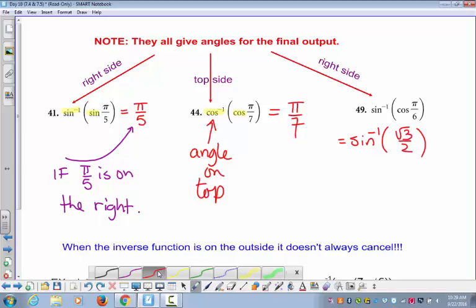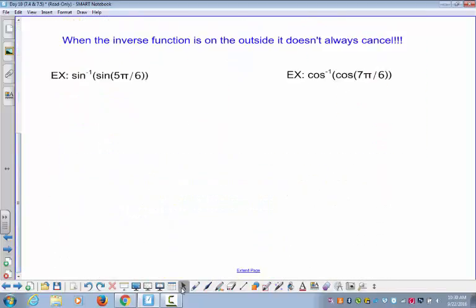So now we're answering the question, what's inverse sine of root 3 over 2? We're saying, what's the angle on the right with the sine value of root 3 over 2? And the angle on the right with the sine value of root 3 over 2 is pi over 3. Okay, so right here I've given you some insight into when you can just erase these and when you can't. You certainly can't always erase them.